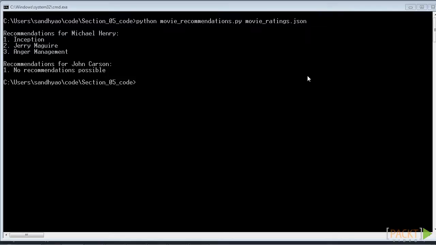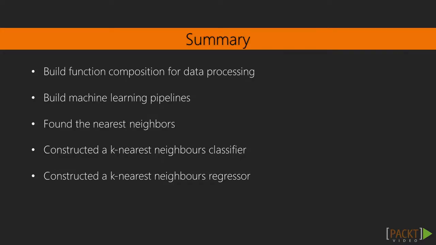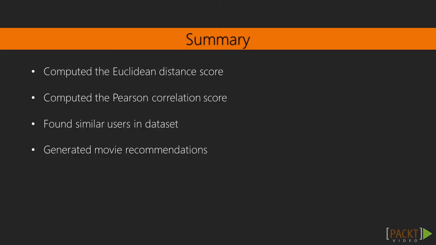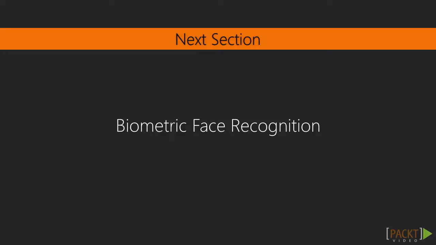Superb! In this video, we generated movie recommendations for 2 users based on the input dataset. Also in this section, we've seen how to compose functions, build machine learning pipelines, and find the nearest neighbours. We used the k-nearest neighbors algorithm to construct classifiers and regressors for our recommendation engine, and then learned to compute the Euclidean distance score and Pearson correlation score of different users. We saw how to find similar users in the dataset and also generated movie recommendations. In the next section, we'll see how to analyze text data by processing with different methods.